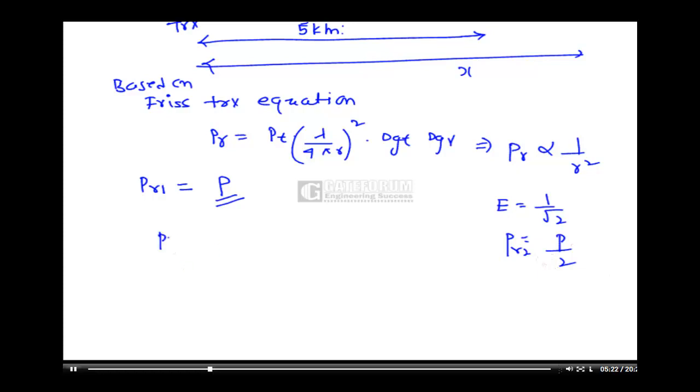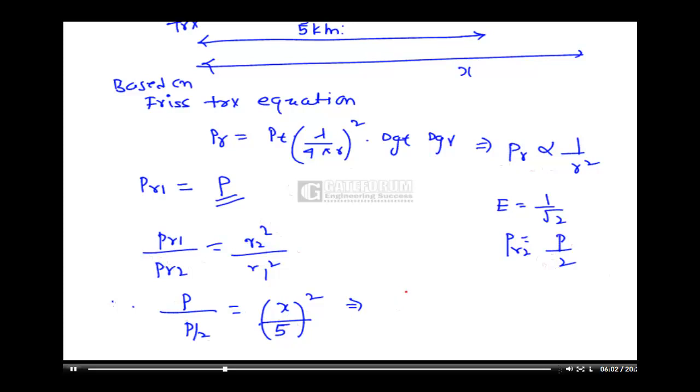So PR1 by PR2, from the transmitter, the first distance is 5 kilometers. This is inversely proportional to r square, which is nothing but R2 square by R1 square. Therefore, power received 1, P, by power received 2, P by 2, is equal to R2, which is x from the transmitter. Remember, from the transmitter side you have to calculate the distance. X by R1, which is 5, whole square, implies x is equal to how much?